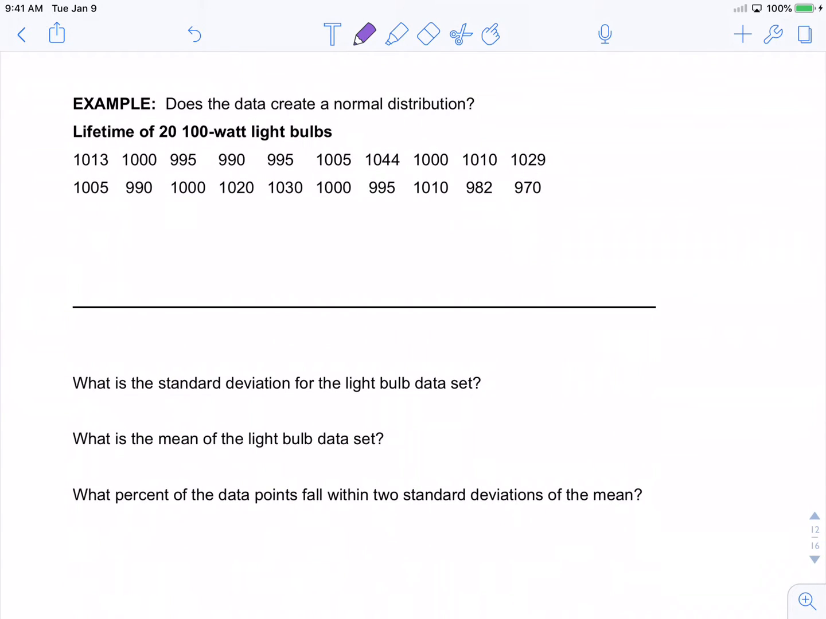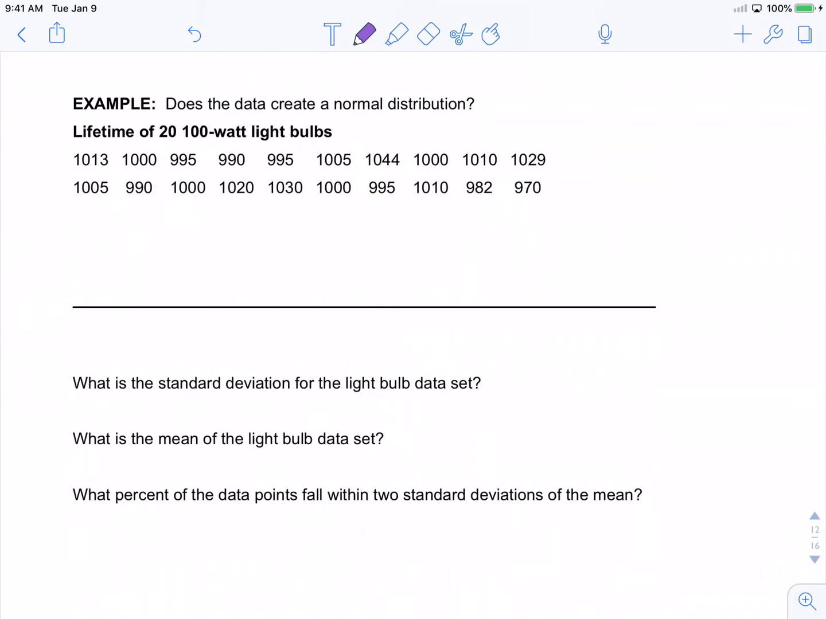When we look at the first example, we're looking at the lifetime of 20 100-watt light bulbs. So remember, the wattage is the brightness of the bulb. So we have 20 of these 100-watt light bulbs. And if we look at the data here, we're going to try and make another dot plot and see if this creates a normal distribution.